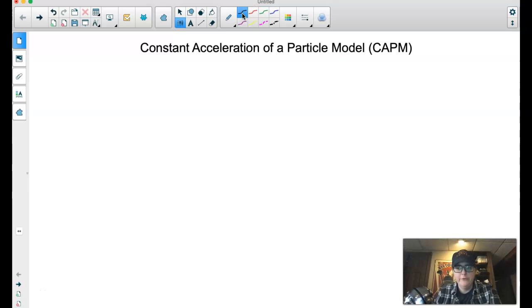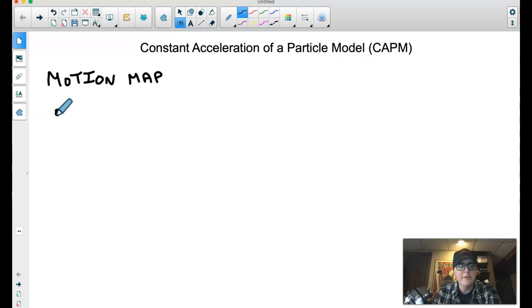So one of the first things you should always do on an AP problem is to ask yourself what models apply. And then once you've picked out models that you think apply, start drawing diagrams that are relevant to that model. I'm going to record a series of videos where I summarize the key tools that are part of each model's toolkit. And this first one is on the constant acceleration of a particle model, or CAPM.